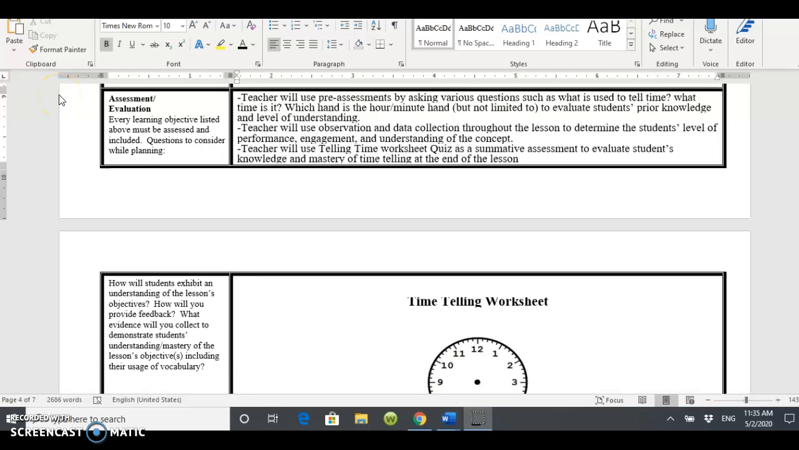Assessment evaluation is as follows. Teacher will use pre-assessments by asking various questions such as what is used to tell time, what time is it, which hand is the hour and minute hand, but not limited to, to evaluate students' prior knowledge and level of understanding. Teacher will use observation data collection throughout the lesson to determine the student's level of performance, engagement, and understanding of the concept. Teacher will use a telling time worksheet quiz as a summative assessment to evaluate students' knowledge and mastery of time telling at the end of the lesson.